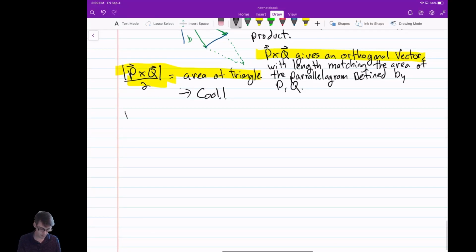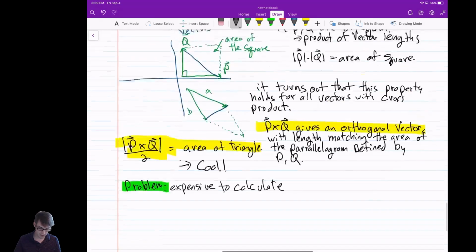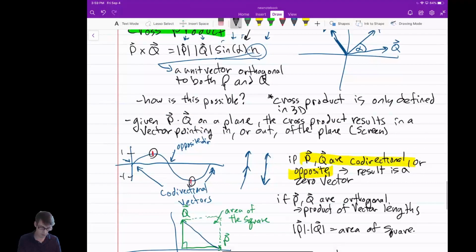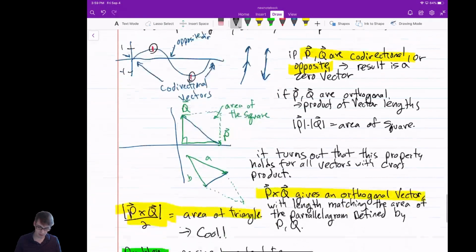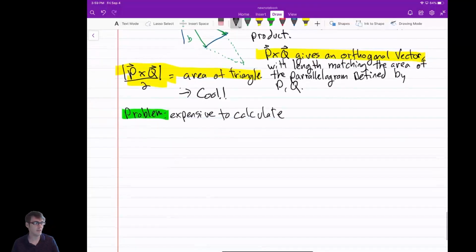But we have a similar problem that we had with the dot product. It's expensive to calculate. Okay, so we have this problem. It's expensive to calculate. If I go back up, we have 2 sizes, so that's 2 square roots, and a sine calculation. Those are expensive, and if you need to do a lot of it, it's slow.